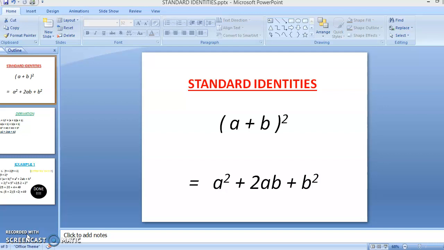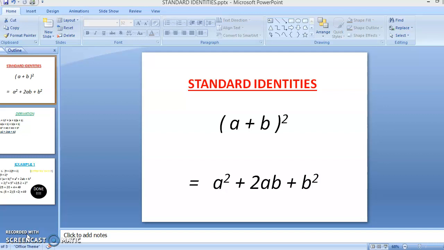And today I've taken up this topic, standard identities, and I'll be teaching you this. We have taken only one standard identity out of the three standard identities that we have in arithmetics. And the identity is (a + b)² = a² + 2ab + b².